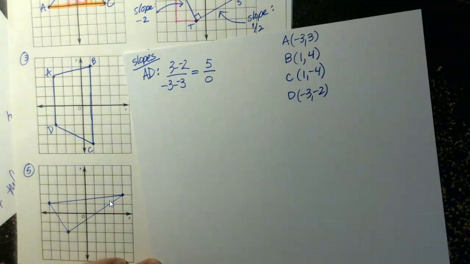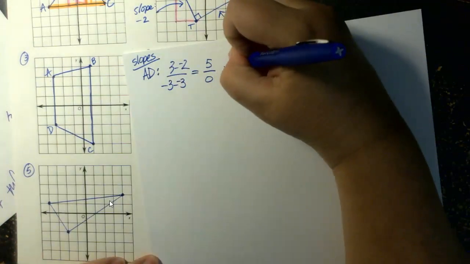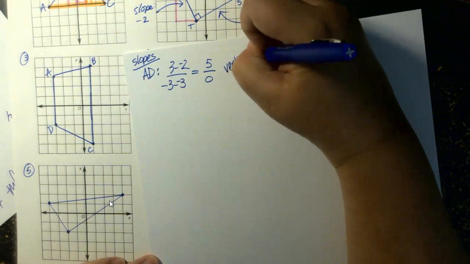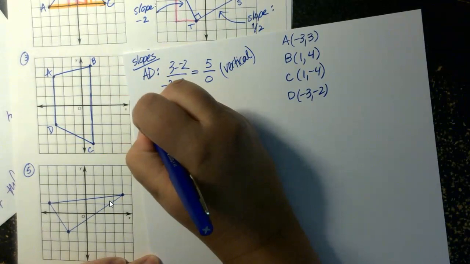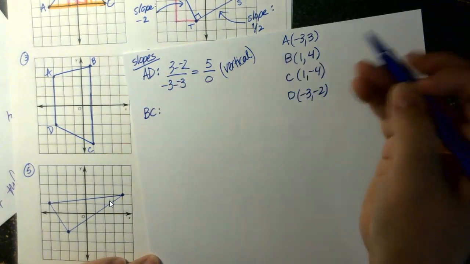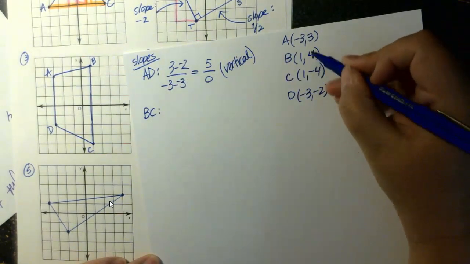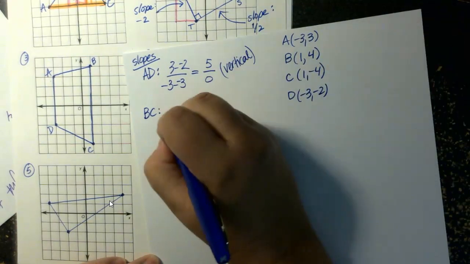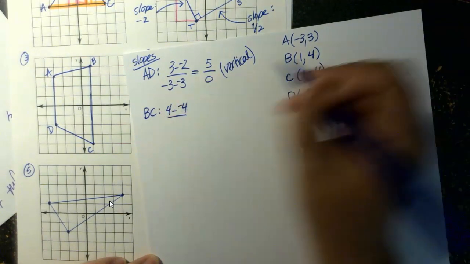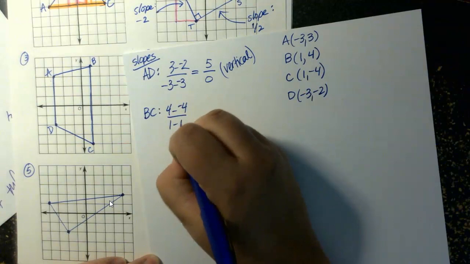Okay? Fractions that have a 0 in the denominator are undefined. So what does that mean? Well, it really means that I just confirmed that it's a vertical segment. It has an undefined slope. Let's look at BC. Change in the y on top, 4 minus a -4. Change in the x on the bottom, 1 minus 1.